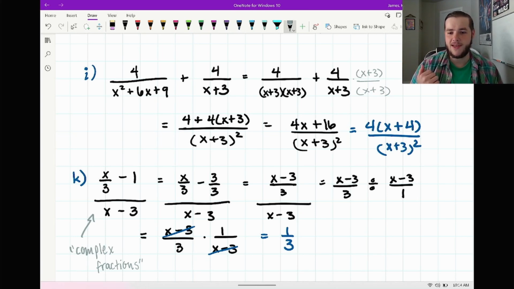The first thing I did was fully simplify that numerator because it was not simplified. I got a common denominator, combined them, and fully simplified the numerator. Then I worried about the big fraction bar. Remember that just means division. So I'm taking my numerator, which is x minus 3 over 3, and dividing it by my denominator, which is x minus 3 over 1. To divide fractions, I flip and multiply, and all I'm left over with is a third.